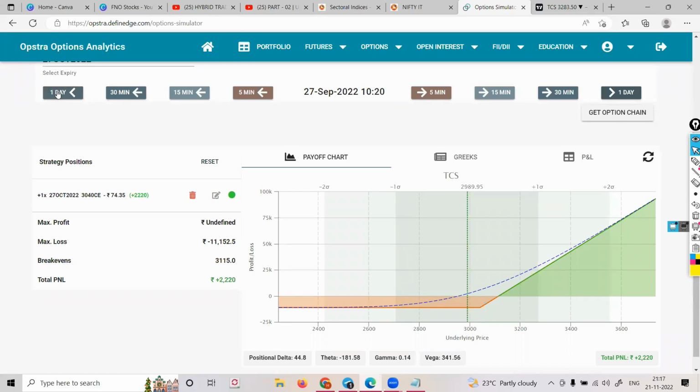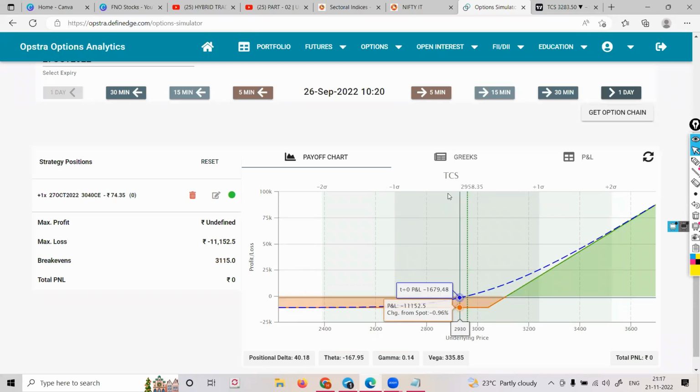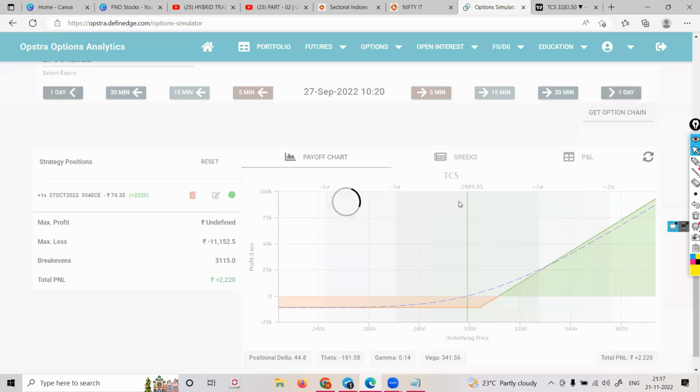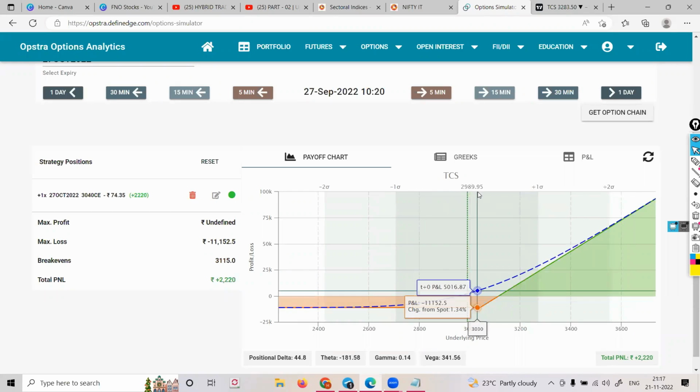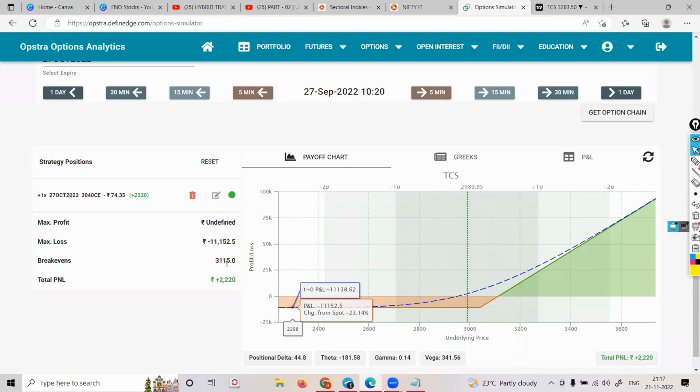Okay, let me again take you to the previous day, 2958. Next day it stands at 2989. I don't know, 1%. Is it 1%, guys? Okay, if you say 1%, we still got a 2,220 profit on a capital of just 15,000.